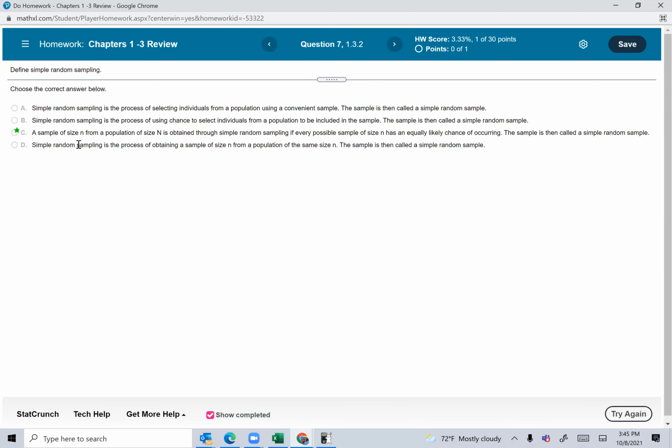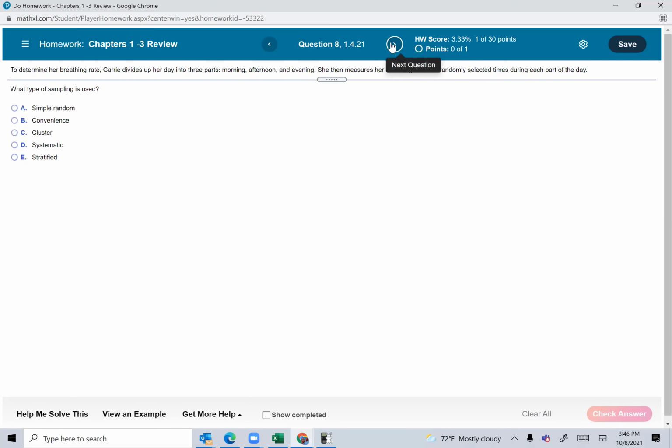A sample of size n from a population is obtained through simple random sampling if every possible sample of size n has an equally likely chance of occurring. Then in this case, the sample is called a simple random sample. So if I want to pick 5 students out of a group of 30, the best way, guys, to do a simple random sample is to put the names or numbers in a basket and, without looking, pick 5 names. That's a simple random sample. Let's go to the next one.